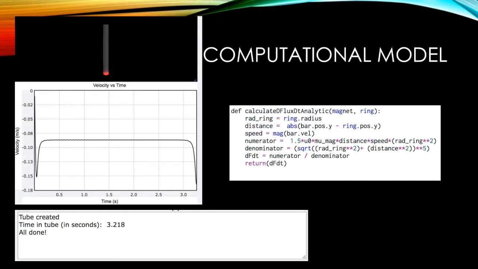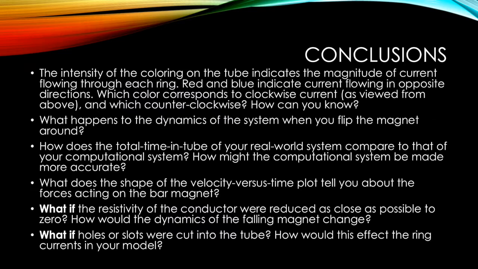There are many important conclusions that come from this lab. One being that the coloring that was seen in the previous slide, the red coloring, indicates the magnitude of the current flowing through each ring. Red indicates the current flowing in the clockwise direction, while blue would indicate the current flowing in the counterclockwise direction. My computational model showed only clockwise, as viewed from above. And this is because the current through the tube that was induced is only running clockwise.